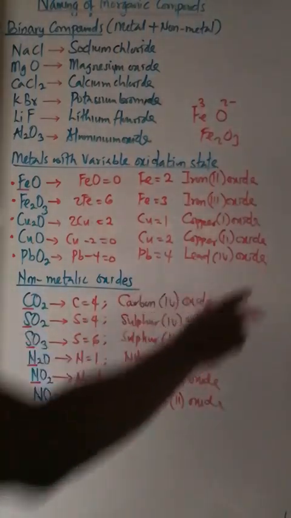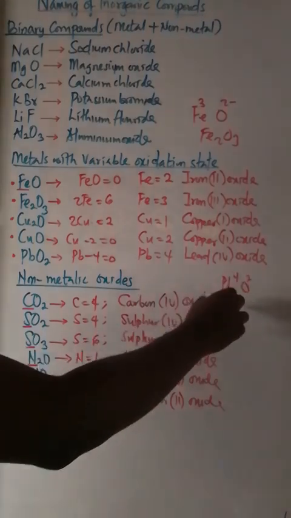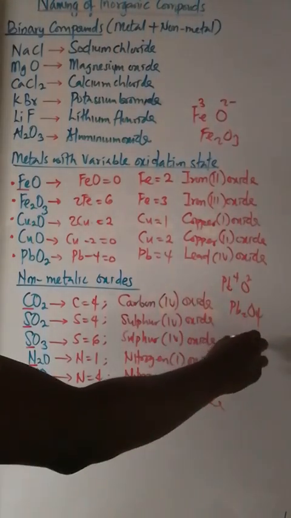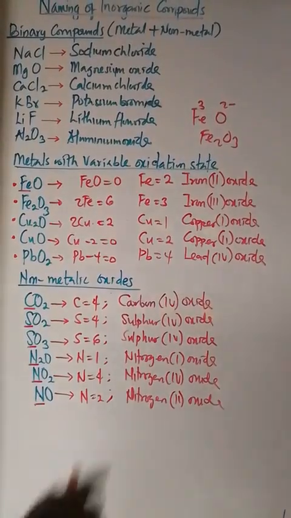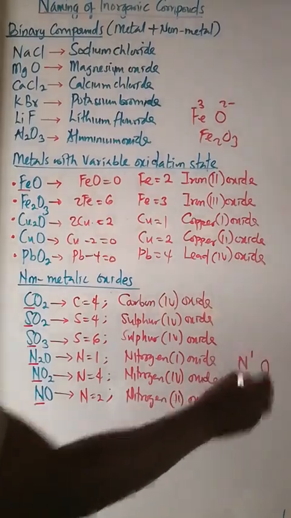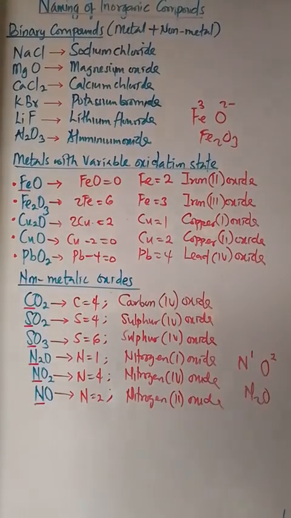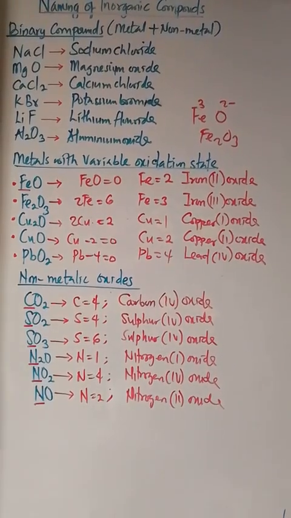Same goes for the remaining ones. For example, lead(IV) oxide means that lead has a state of 4, oxide is 2 minus. In the exchange, then the 2 cancel, we have PbO2 for lead(IV) oxide. So it's telling us the valency. Same thing if I'm told nitrogen(I) oxide. O is 2 minus. They exchange, and we have N2O, laughing gas. So I believe with the name, you can get the formula.